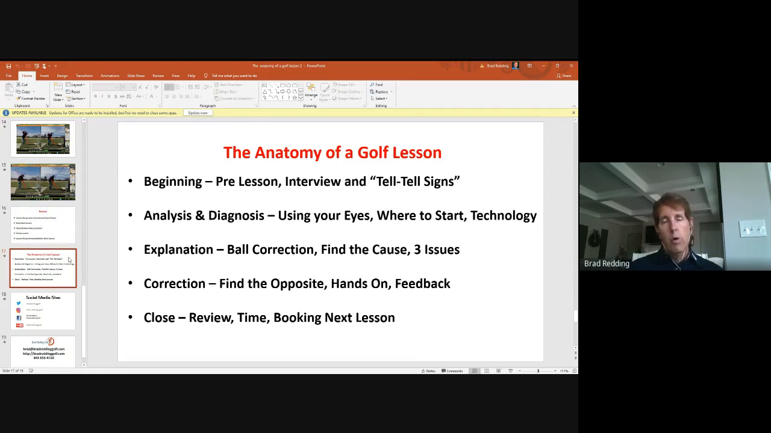So, in the explanation, ball correction, find the cause. And I don't work on more than two or three things. If you work on nine things, they're going to fix basically nothing. They're confused by all this stuff you gave them. I did some speaking engagements with the PGA, and I talked to Rick Jensen, and Rick said, "Brad, they're only going to remember about three things you tell them. They won't remember 10. So take three things and hammer those home." And I do that. I take the three things and we go over it again and again and again.